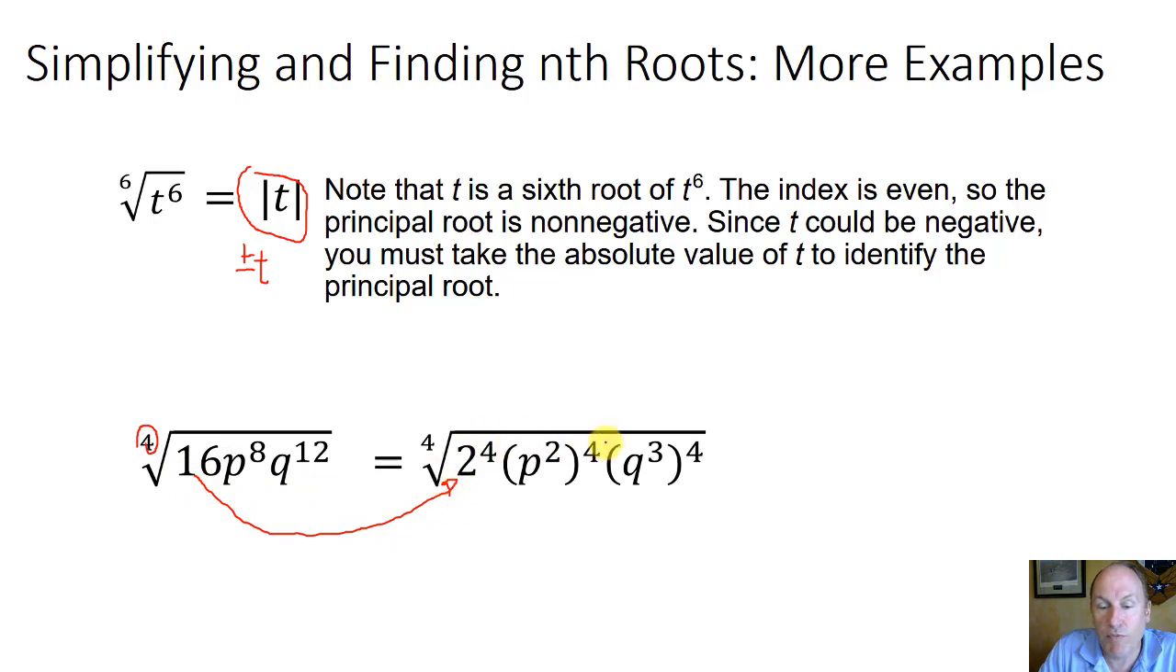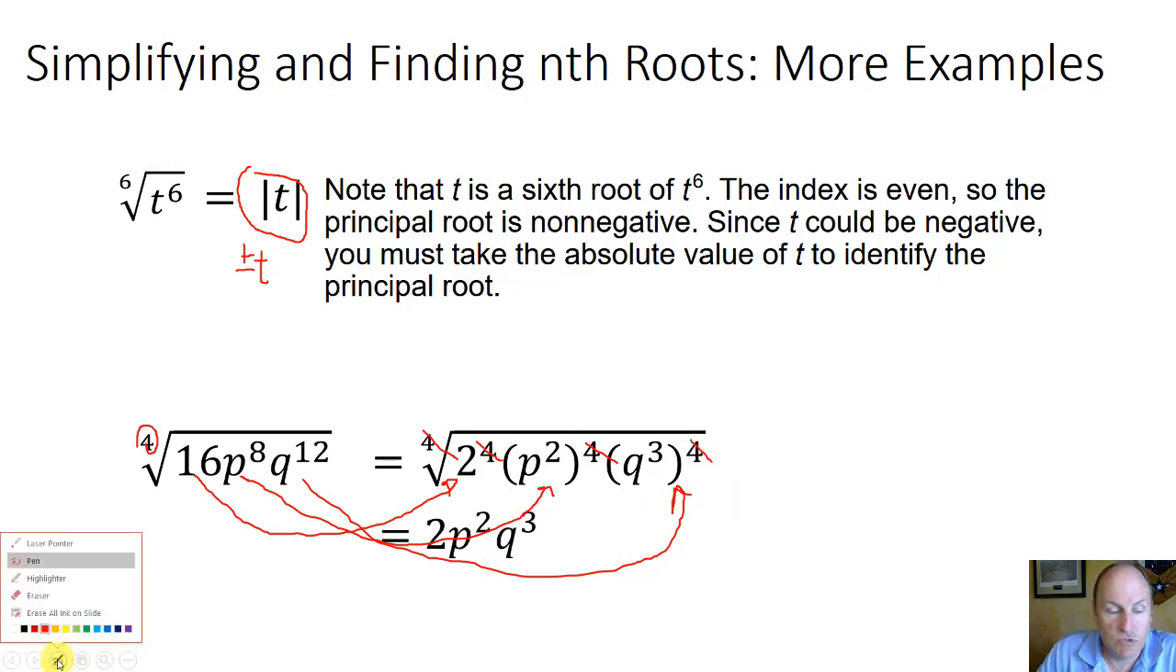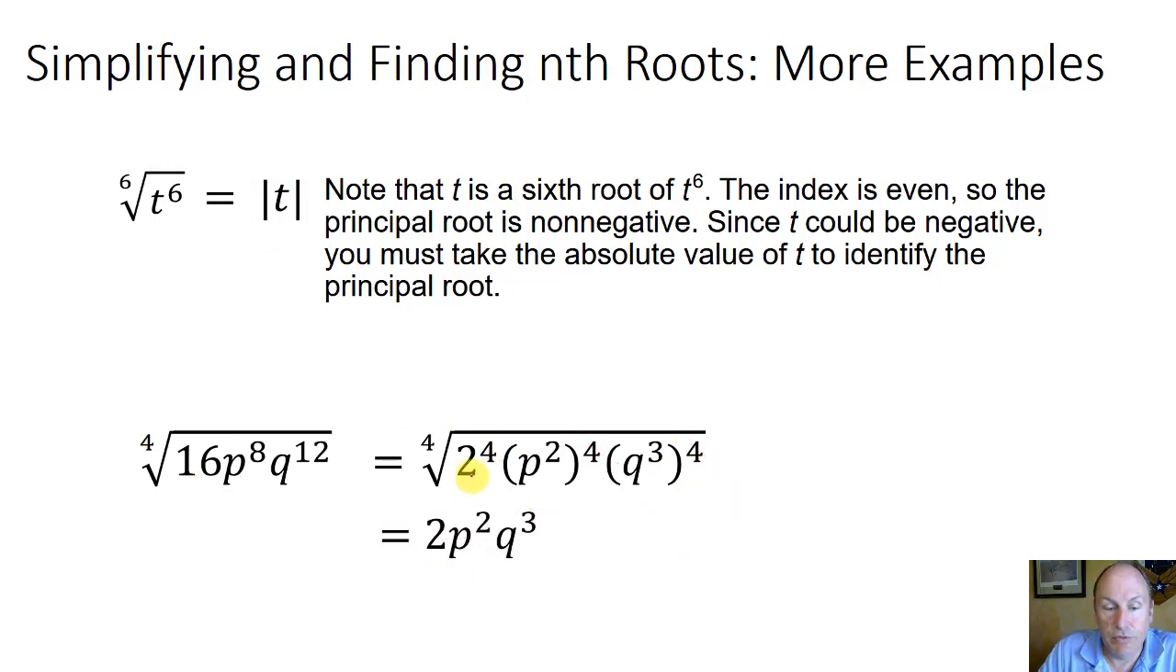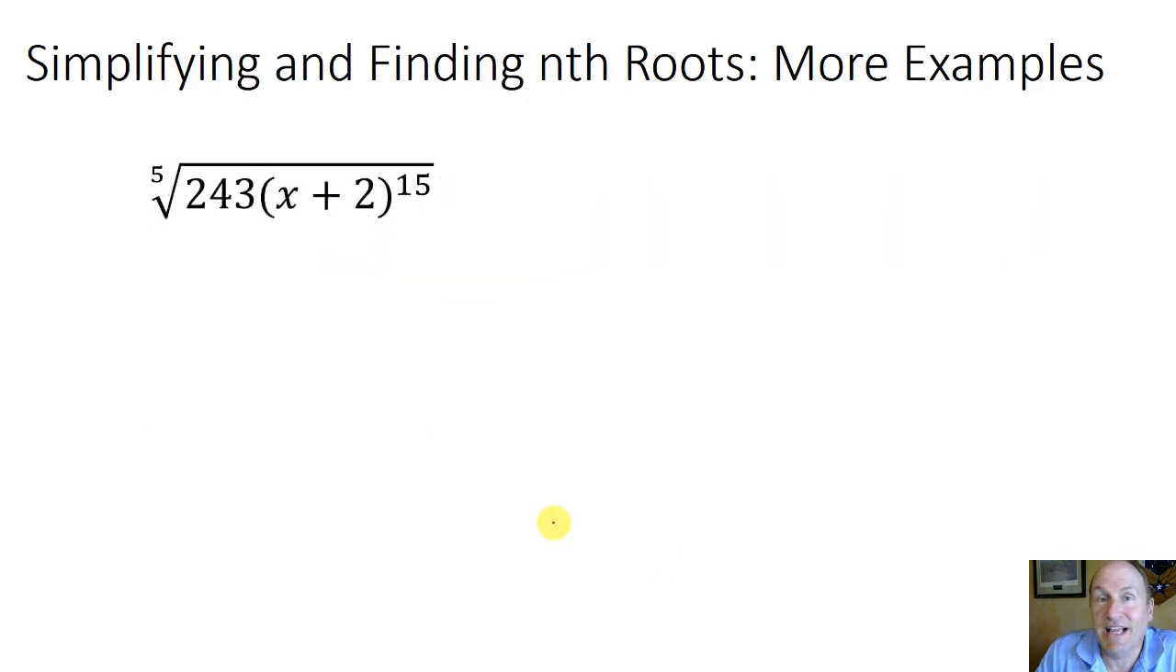I want a whole bunch of 4th power terms in here so I can inverse operation them out. P to the 8th is the same as p to the 2nd to the 4th. Q to the 12th, the same as q to the 3rd to the 4th. So now what's going to happen, by taking the 4th root of all these 4th power terms, what I'm left with is 2 times p squared times q to the 3rd. Of course, the examples get more complicated. Isn't that the way math seems to always work?